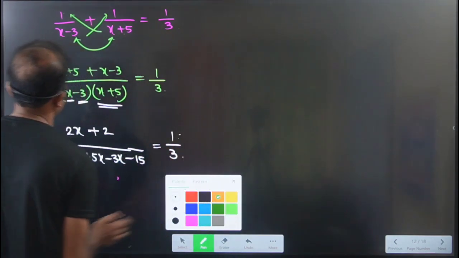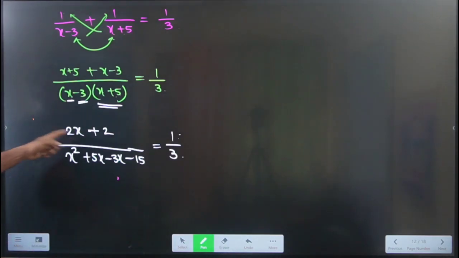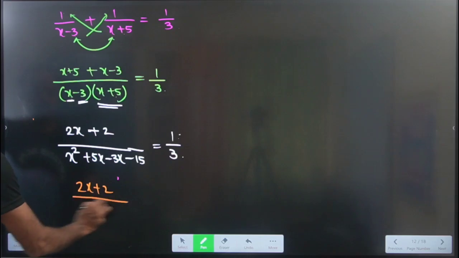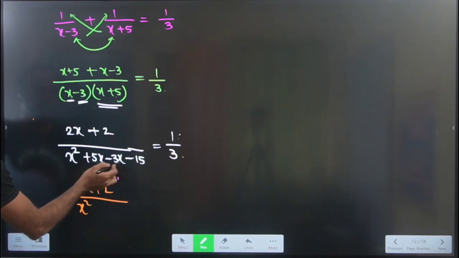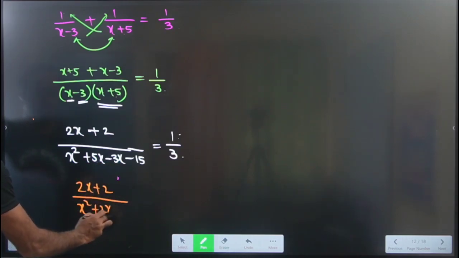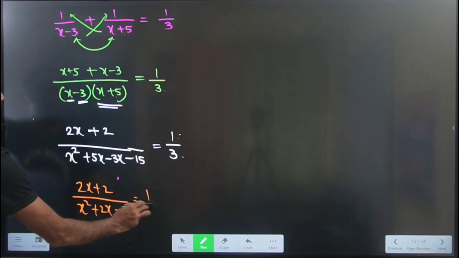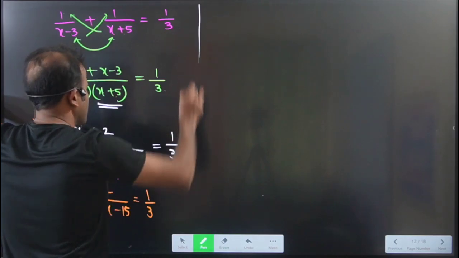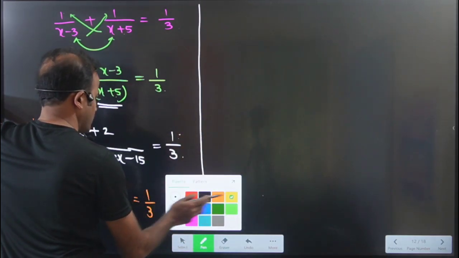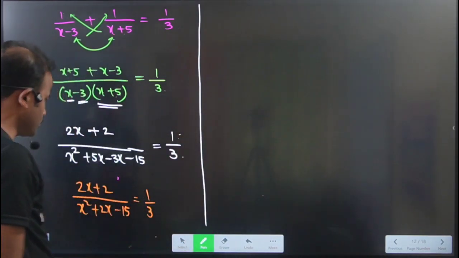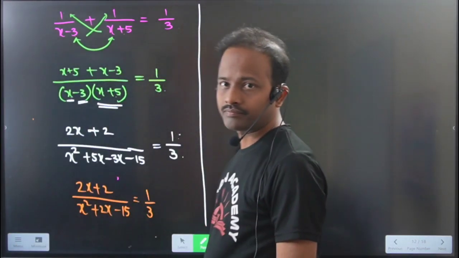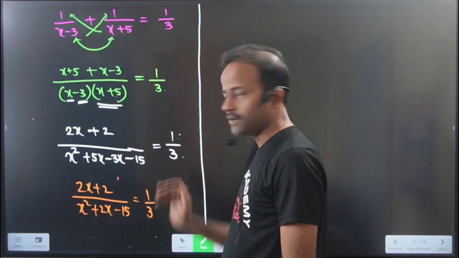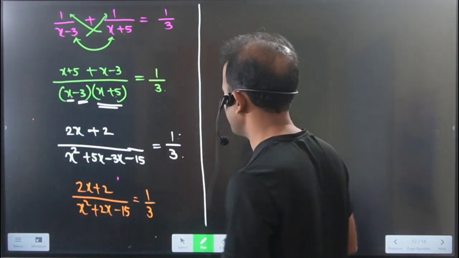So next what you have to do now? 2x plus 2, write as it is; x square. Now you see here, 5x minus 3x is how much? That is 2x, minus 15, equal to 1 by 3. So in the next step, just do the cross multiplication: 2x plus 2 with 3 and x square plus 2x minus 15 with 1. Just do the cross multiplication.